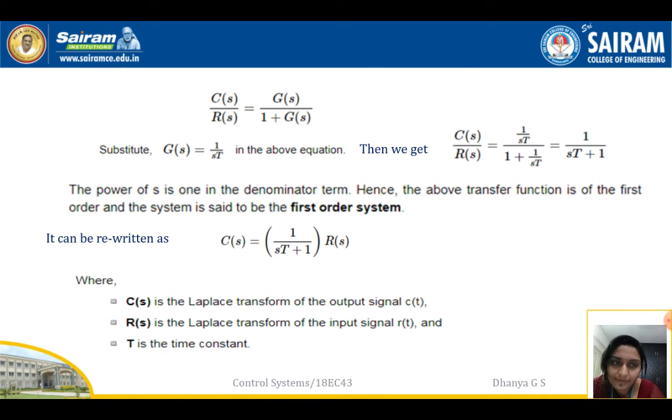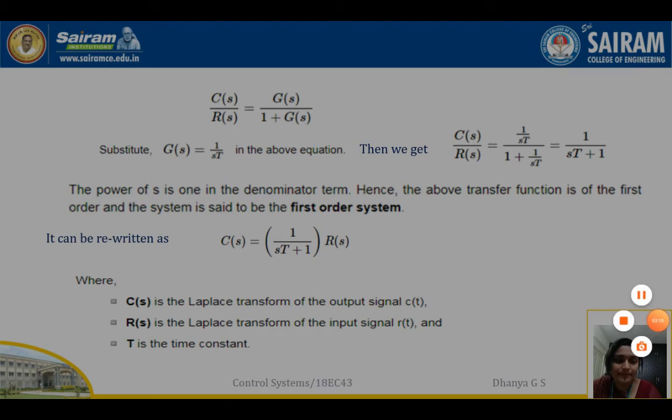We can also rewrite the same transfer function as C of s is equal to 1 by sT plus 1 into R of s. What is C of s? C of s is your output signal, and we are writing the equation in terms of Laplace. Otherwise, it will be represented as C of t. Similarly, R of s is the input signal. If it is not in Laplace, it will be R of t, and T is the time constant.